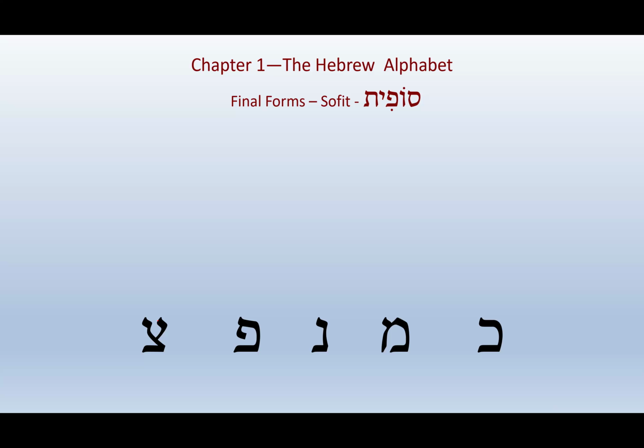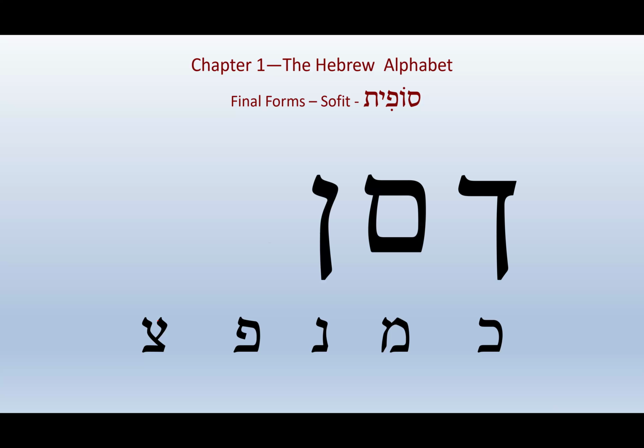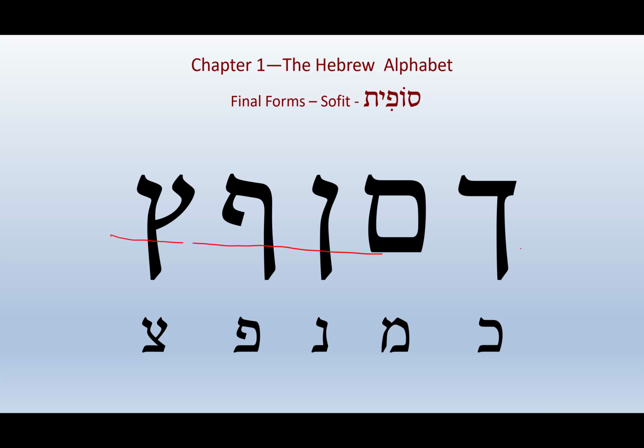So these are the Sofit. These are the letters that have a final form. So the Kaf looks like that. The Mem, the Nun, the Pei, and the Tzadeh. Notice that almost all of them have, this would be your line. If you're writing in English, if you're going to write A and B or Y, you'd have this descender here on the Y, or the G, you'd have this descender on the G down here. So we have these descenders on the final forms. That makes them a little bit easier to remember.